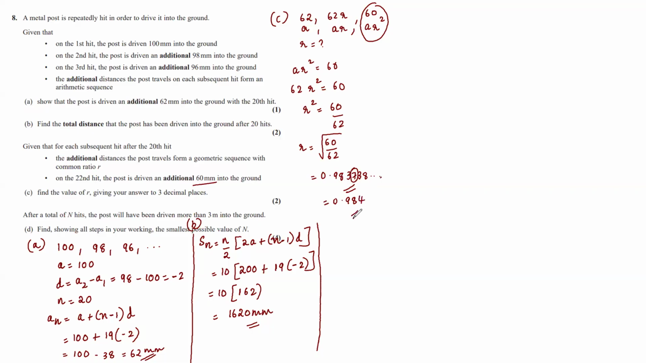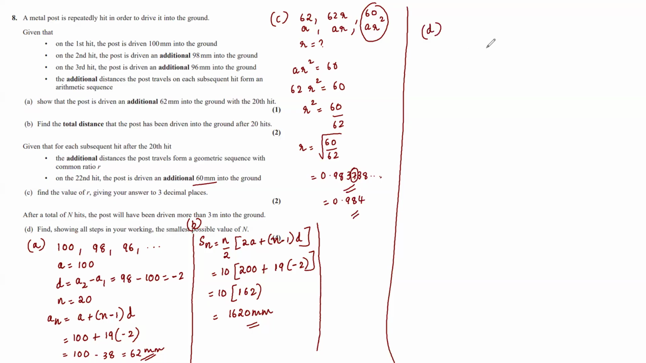0.984 will be the value for R here. Now moving on to the last part, D. To find out D: after a total of n hits, the post will have been driven more than 3 meter into the ground. Find, showing all steps in your working, the smallest possible value of n.